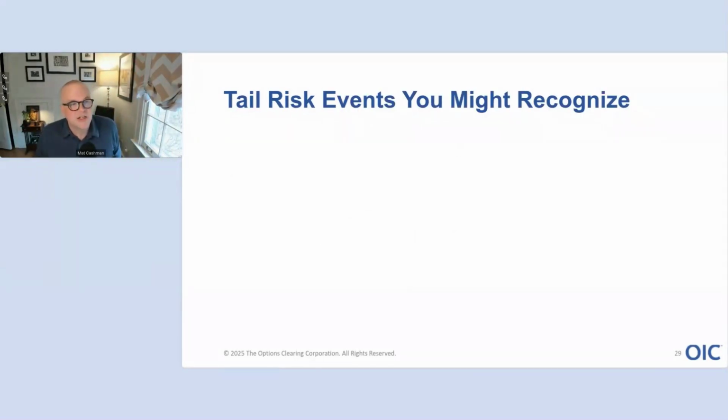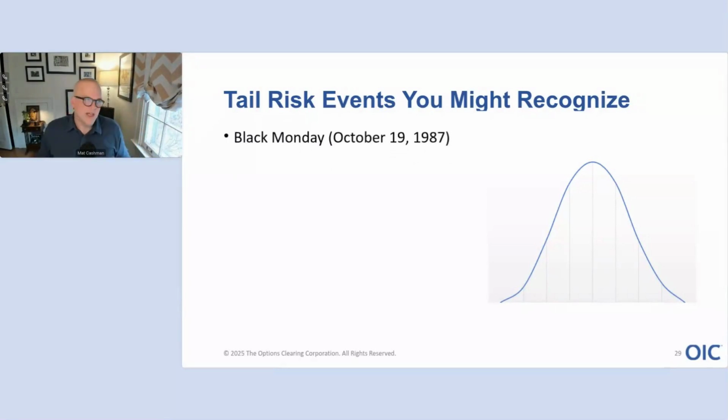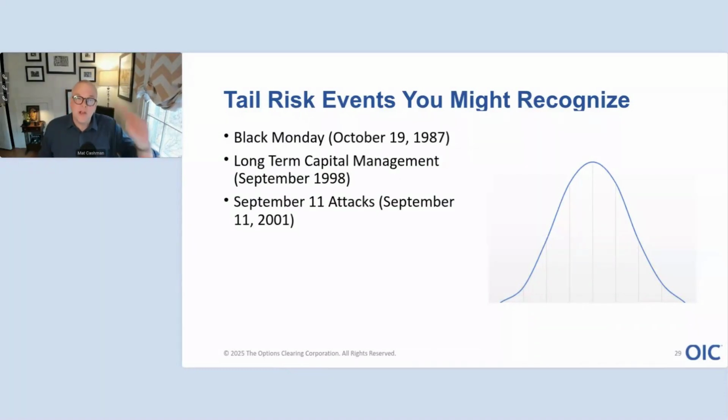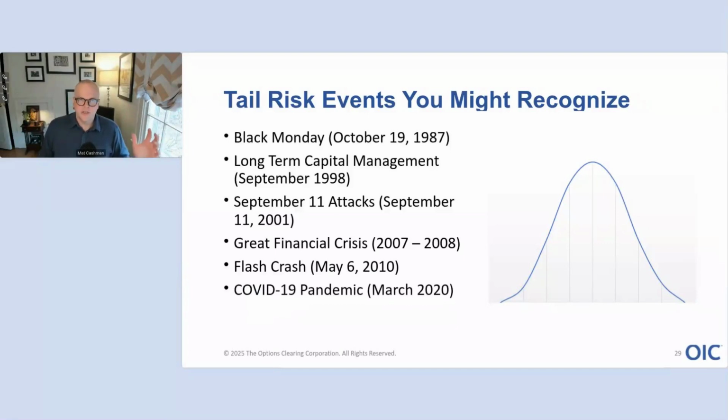Here are some tail risk events that you might recognize. We're going to have to amend this slide after the last 5 days. However, Black Monday, 1987, tail risk event. LTCM, 1998, also another tail risk event. September 11th, a horrible day, but also a tail risk event. And the GFC in 2007 and 2008, another tail risk event. Flash crash, 2010. These are all tail risk events. COVID, massive tail risk event, and a very long, drawn-out tail risk event that had many, many reverberations of it.